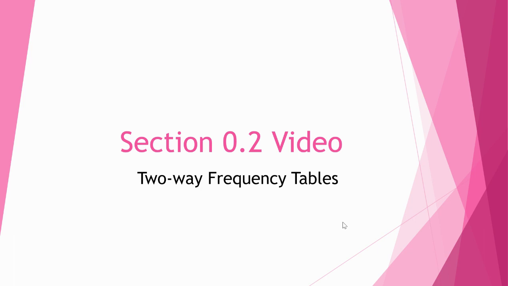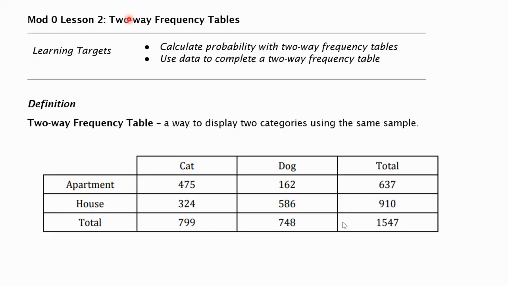In this video, we're going to look at section 0.2, which is on two-way frequency tables. The learning targets for this lesson are to calculate probability with two-way frequency tables, and use data to complete a two-way frequency table and also calculate probability with that.